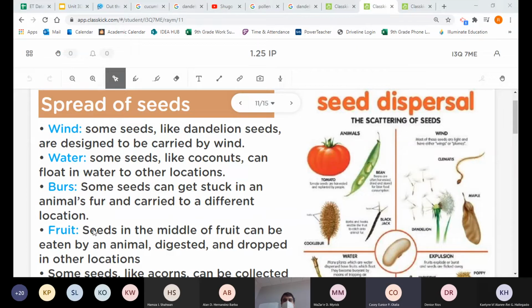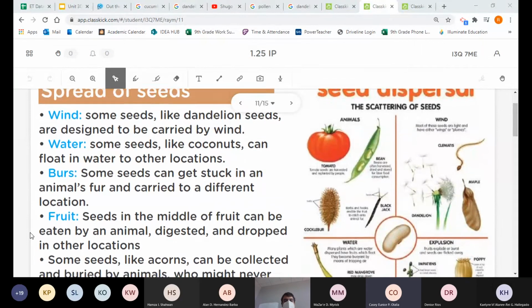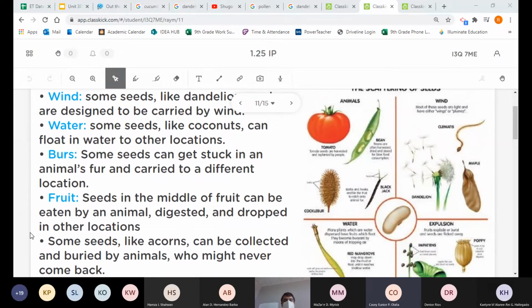Okay. So, wind. Some seeds, like dandelion seeds, are designed to be carried by wind. Water. Some seeds, like coconuts, can float in water to other locations. Burrs. Some seeds can get stuck in an animal's fur and carried to a different location. Fruit. Seeds in the middle of fruit can be eaten by an animal, digested, and dropped in other locations. Some seeds, like acorns, can be collected and buried by animals who might never come back. Very good. And is that it?